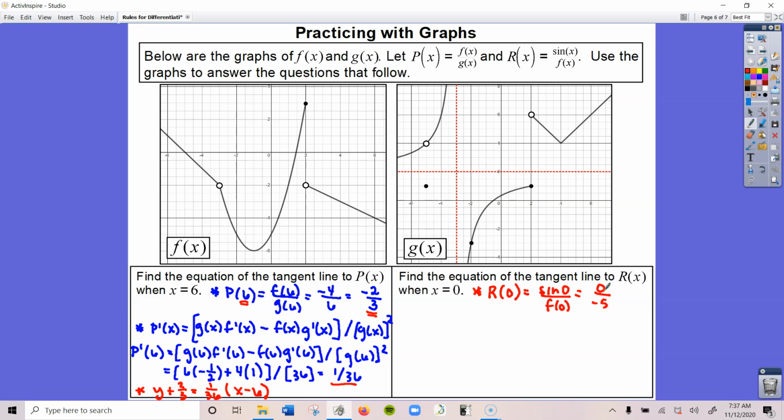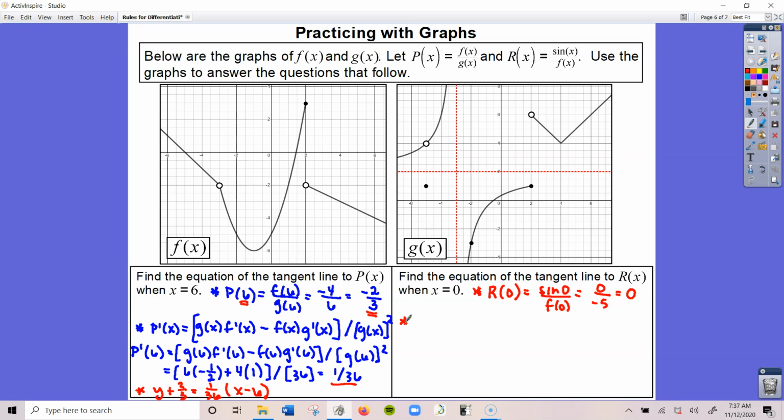Now I do this anyway just to make sure that my point is not undefined. In case we have a 0 in the denominator, then there is no tangent line. But either way, 0 divided by anything is 0. So my point of tangency is (0, 0).